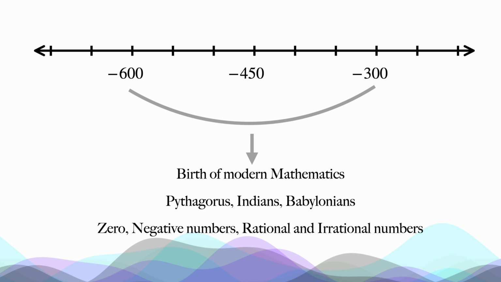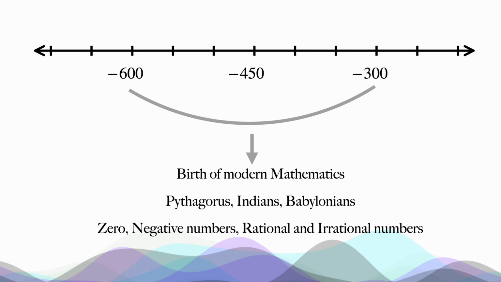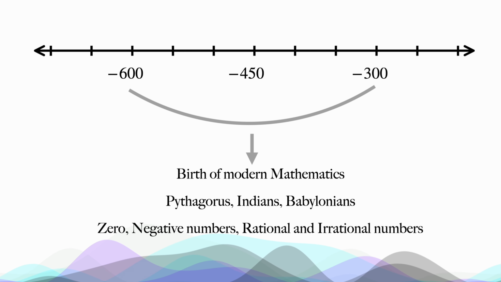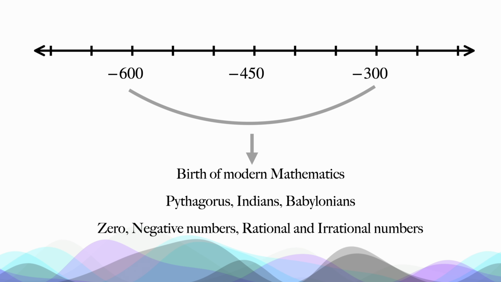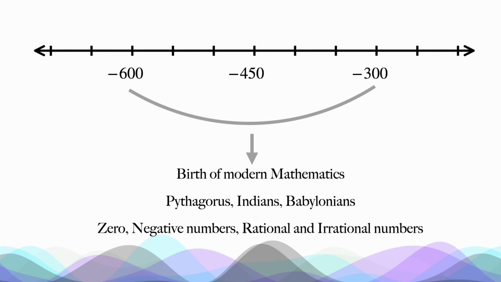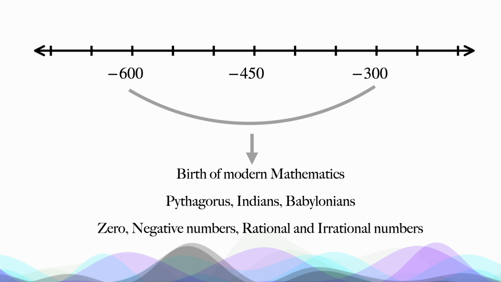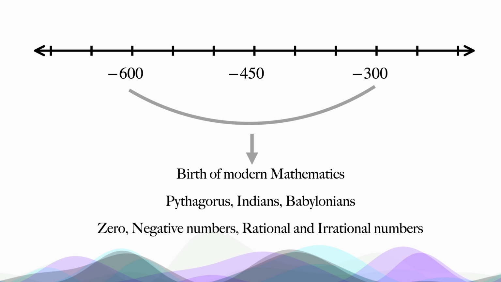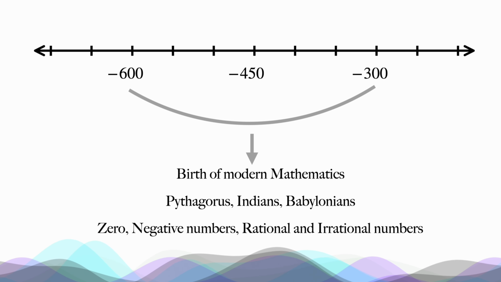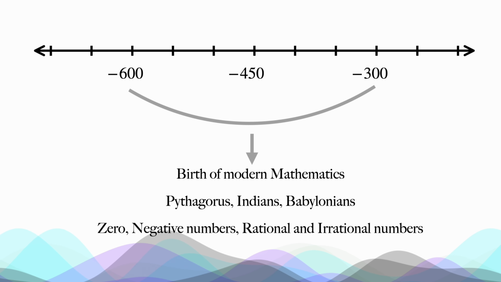Let's go even further in time to around minus 600 BC to minus 300 BC, and then what we have is the birth of modern mathematics. So much more complex in terms of how numbers could be manipulated or used to help us in real life. So we had Pythagoras, Indians, Babylonians, all contributing to modern mathematics. And it is in this time we have negative, zero, rational, irrational numbers introduced into mathematics.